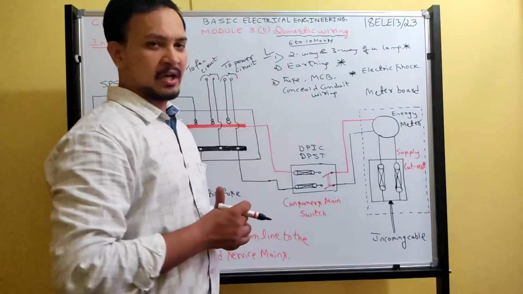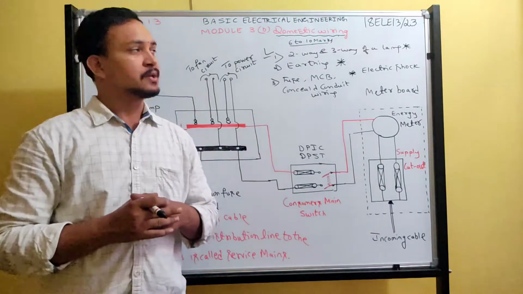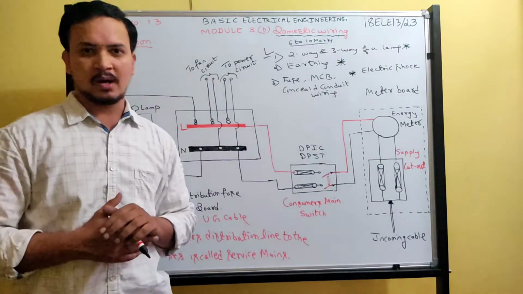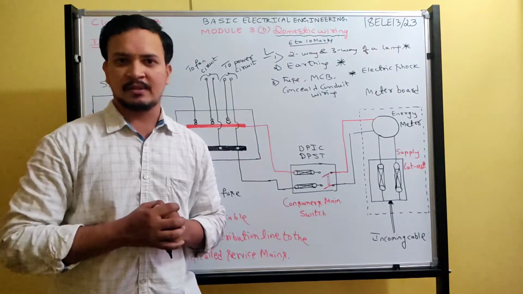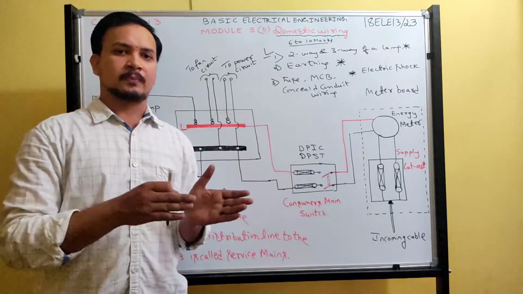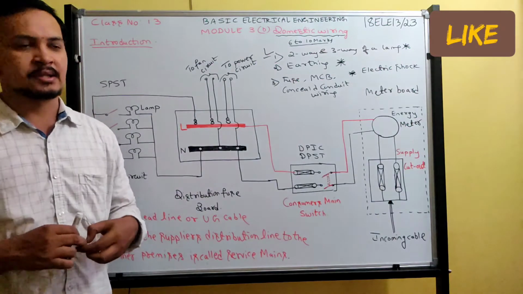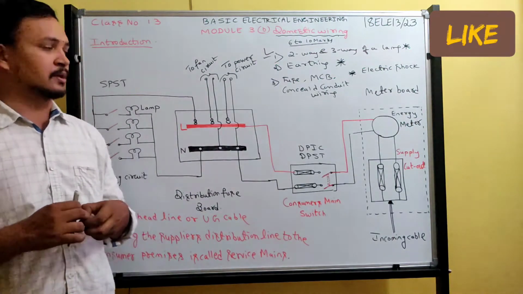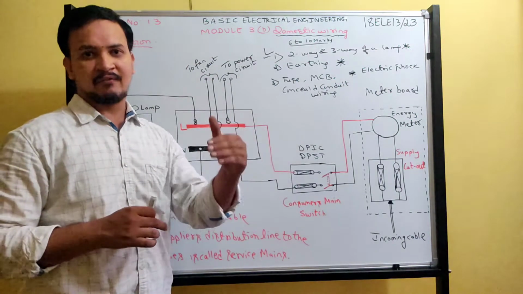So in this lecture we are going to do the continuation of Module 3. Module 3 has two parts. First part is transformer and second part is domestic wiring. The first part I completed in detail, both problems as well as theory. In this lecture we are going to discuss domestic wiring, which is a continuation of the transformer module.